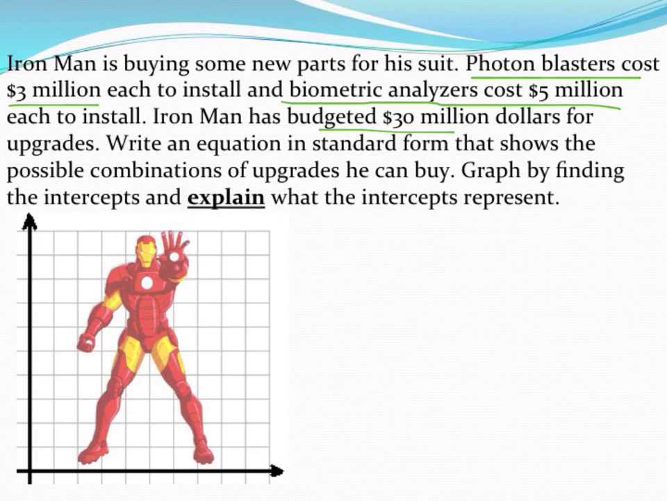So using that information, as we've done a few other times in class, I can set up an equation. I'm going to say 3 times p, p representing the photon blasters, and if you want to make a note of that, go ahead and do it, plus $5 million a piece for those biometrics, so I'll use b for that, and I've got $30 million to spend altogether. So there's my equation. It's in standard form since x and y are on the same side, or I guess p and b in this case.